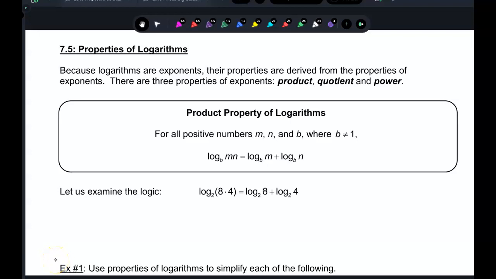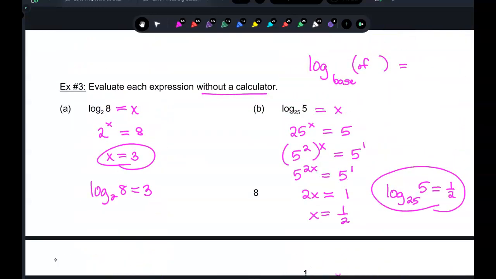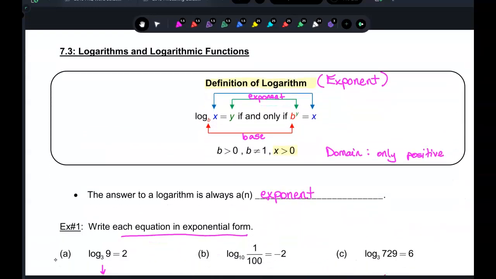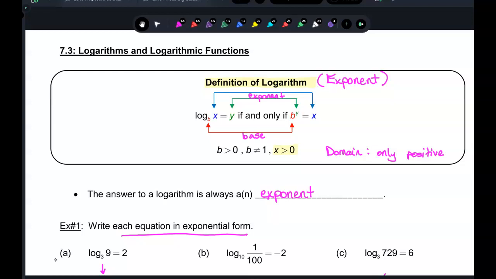Okay, so today we're going to do 7.5, properties of logarithms. But before we get into that, because it's been a while, I just want to go back to 7.3 and remind ourselves, what is a logarithm? So a logarithm is an exponent.